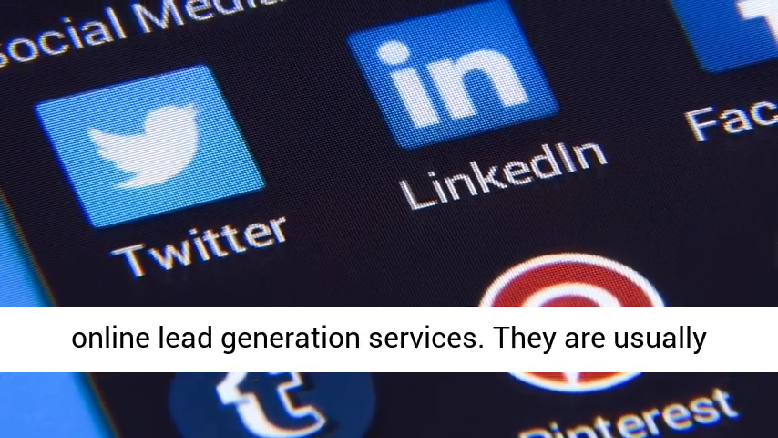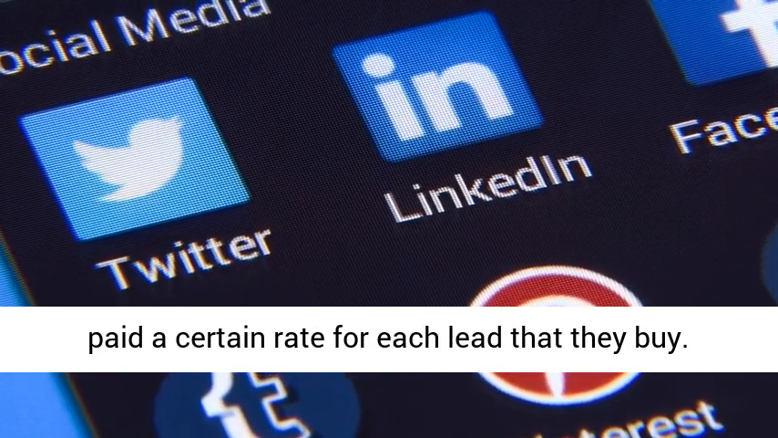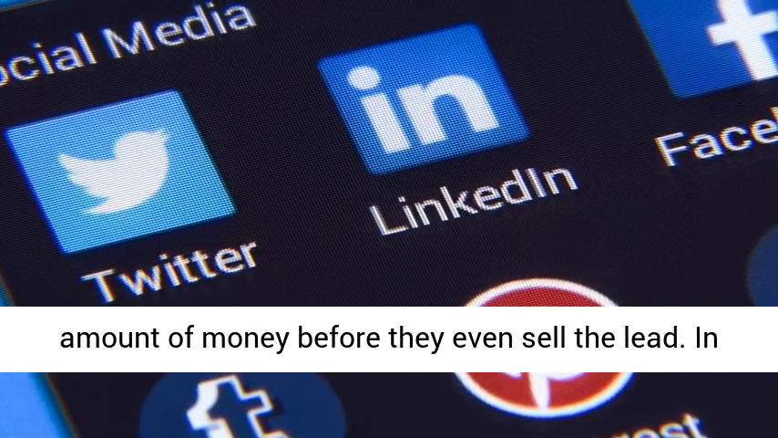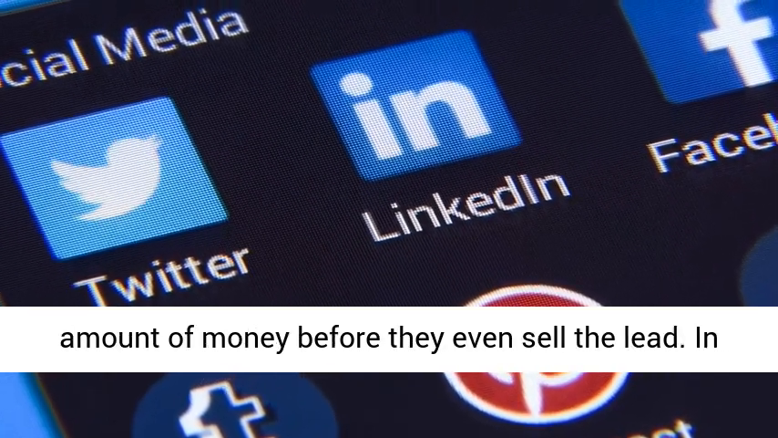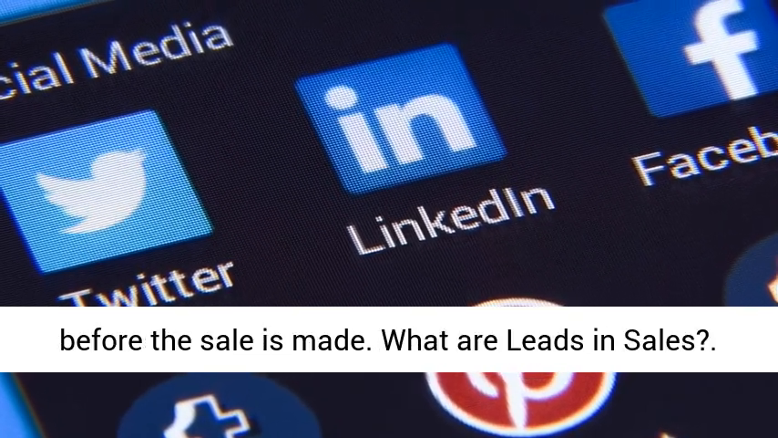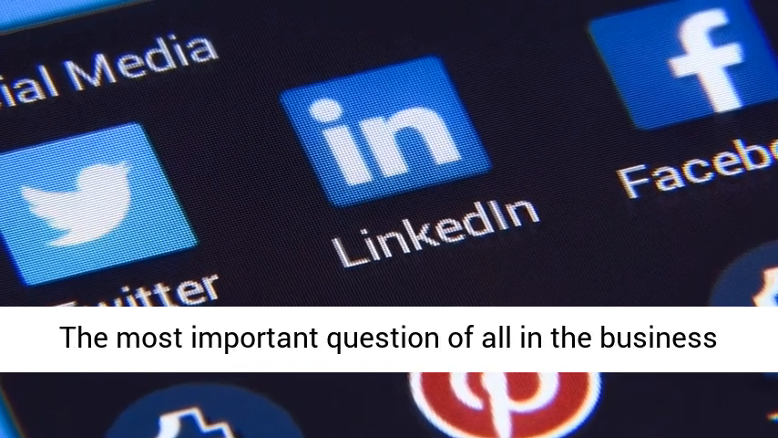Most investors buy their leads from other companies and also use their own online lead generation services. They are usually paid a certain rate for each lead that they buy. In many cases, these companies charge a minimum amount of money before they even sell the lead. In other cases, the lead buyer is paid a certain fee before the sale is made.